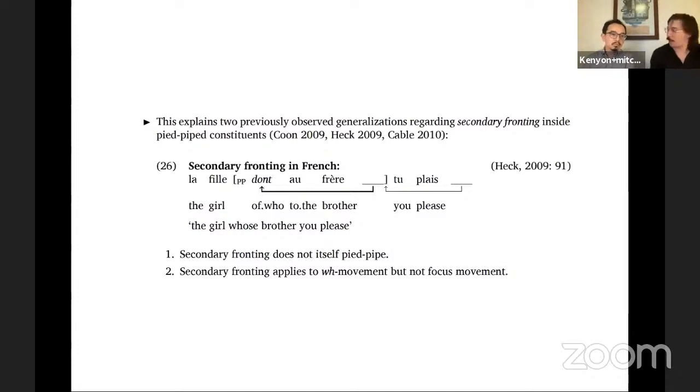So there's a process called secondary fronting and piping. People around 2010 were interested in it, and they made a couple of generalizations about it. So an example of this is shown in 26. This is a relative clause in French. We fronted this entire prepositional phrase to the left edge of the relative clause, and then within that phrase, the relative operator has moved to its edge. So it turns out that secondary fronting of this sort doesn't pipe, and it applies to WH movement, but not focus movement.